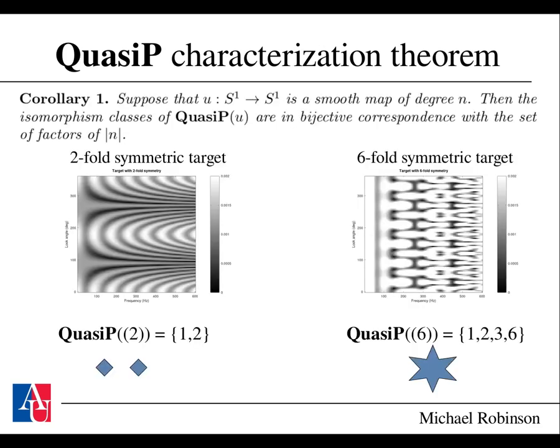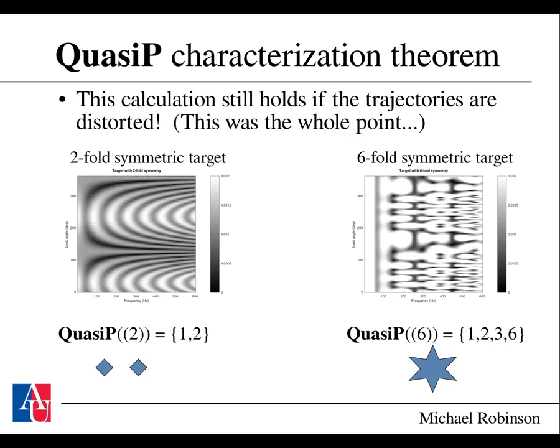Well, that's pretty neat. How does this work? So here are two targets. One has got a twofold symmetry. It's like two dots or something like that. And the other is a sixfold symmetric target, say a star with 6 points. And I've computed their QuasiP categories for you, or at least the isomorphism classes for them. And you can see that they're, in fact, quite different. And how did I compute them? Oh, because I know how to compute the fundamental group, and I can look at the various factors that show up there. So they're distinguishable, but this still works even if you distort the trajectories.